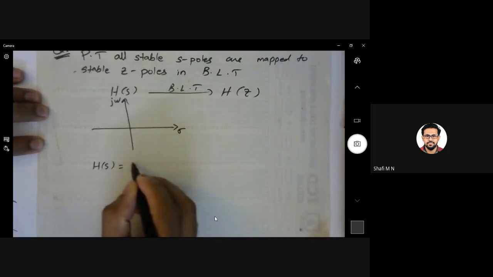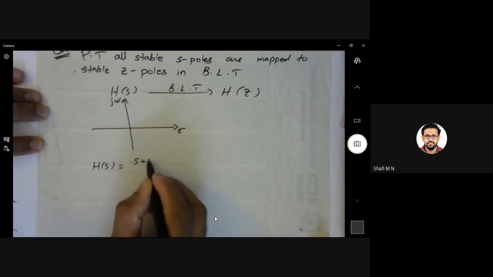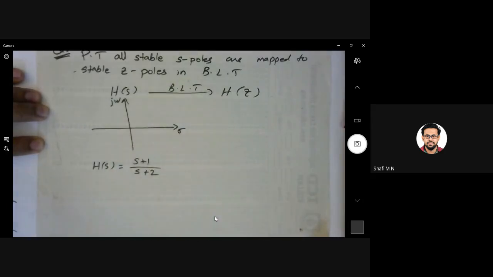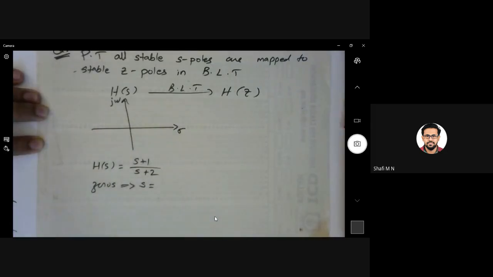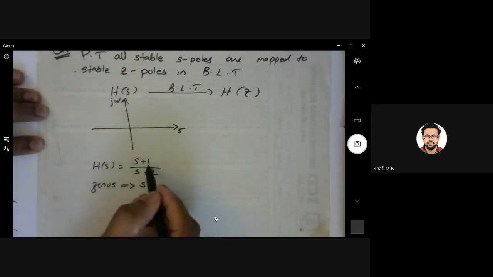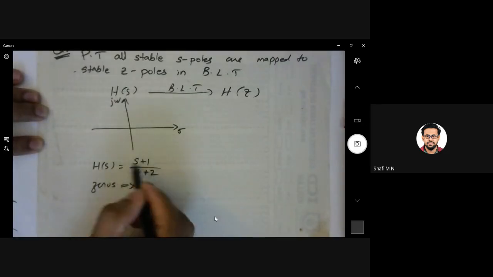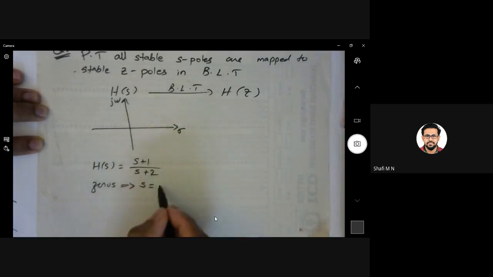Consider a transfer function like this: (s plus 1) by (s plus 2). What is the zero over here? Zero implies the value of s for which the total transfer function H(s) will become 0. If H(s) is 0, the numerator has to be 0. The numerator becomes 0 when s equals -1. So this is the zero of your transfer function.